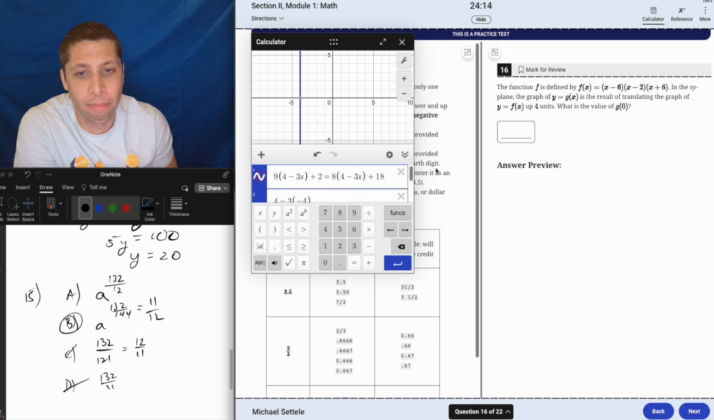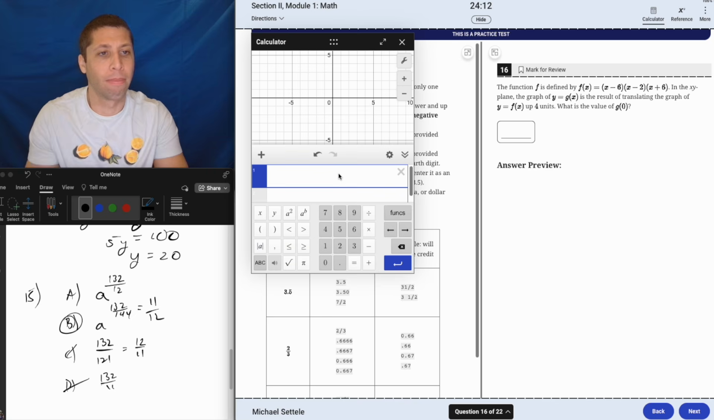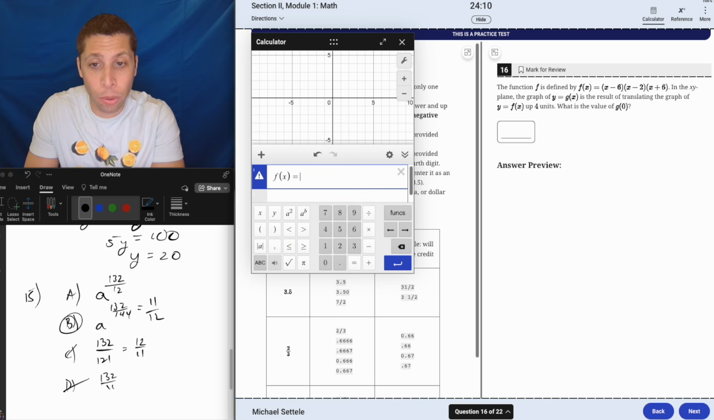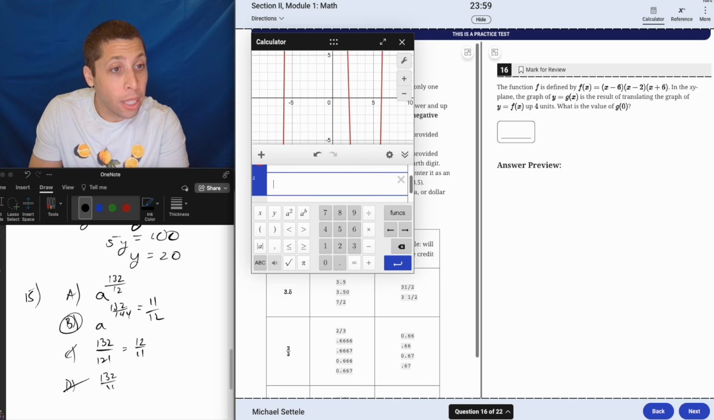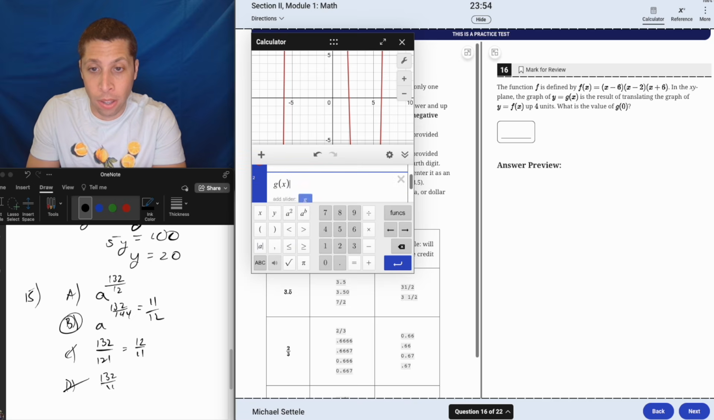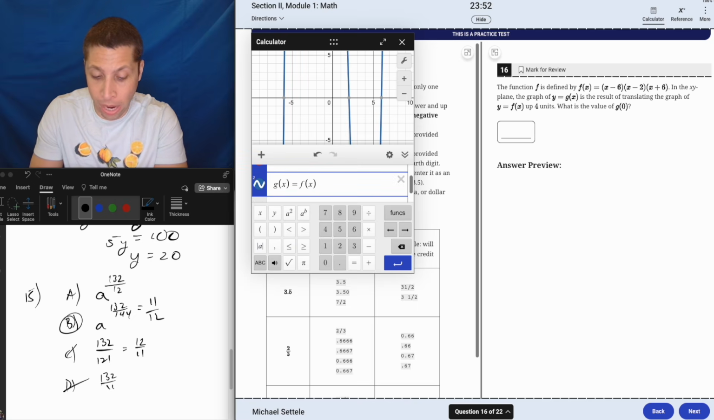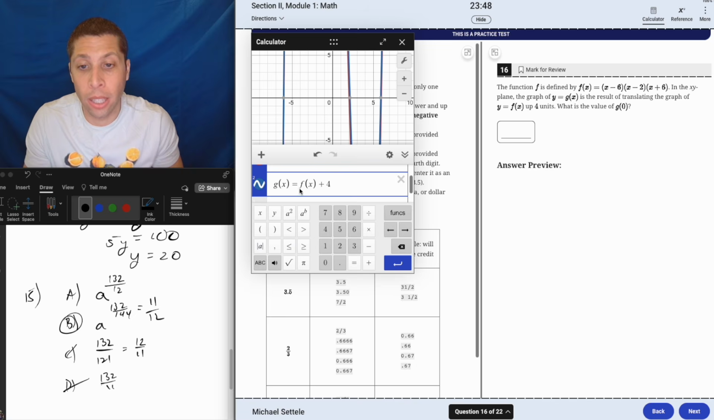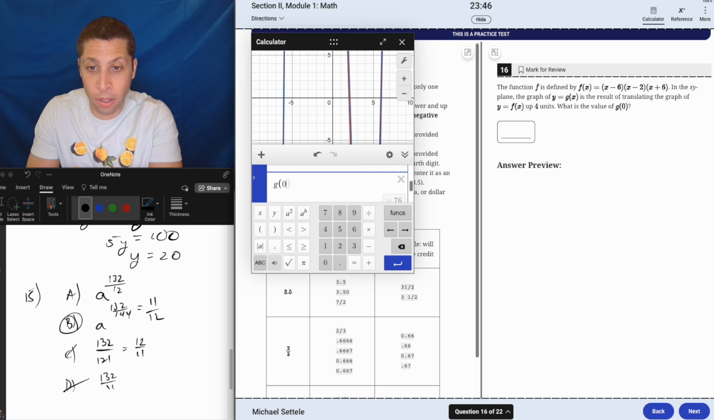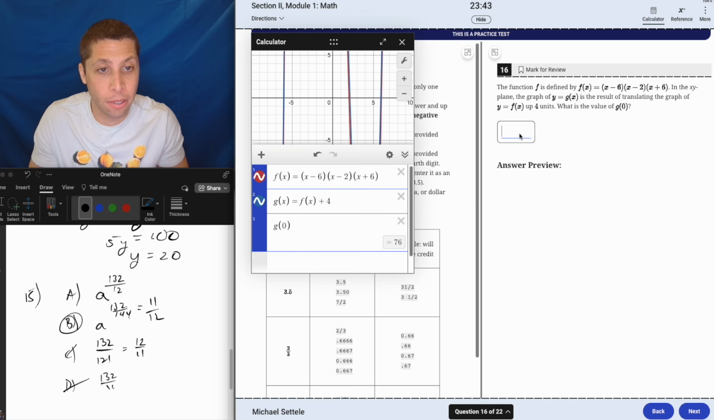Just graph it. F of x equals x minus 6, x minus 2, x plus 6. Make sure you typed it right. G is translating the graph of f of x 4 units up. So you got to know that that means we are taking f of x and adding 4 to the outside of it. And what is the value of g of 0? G of 0 is 76.